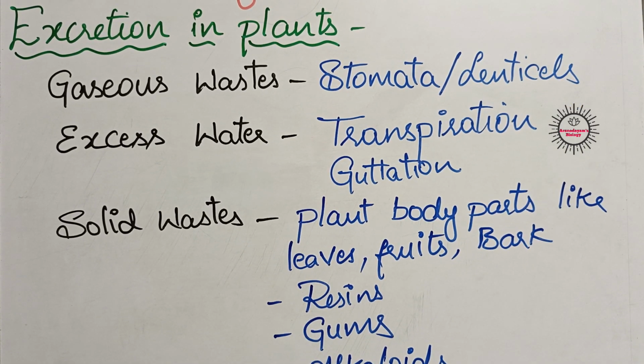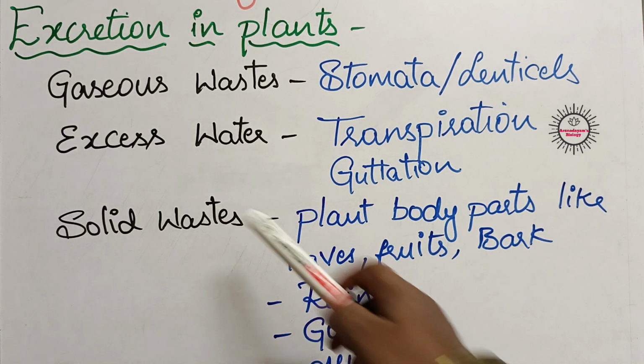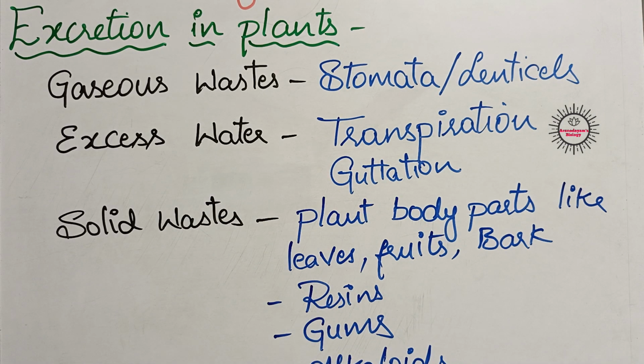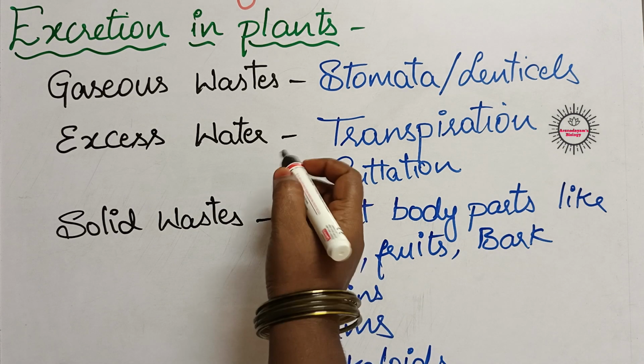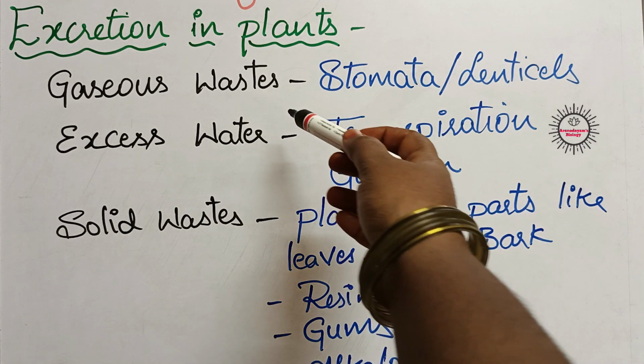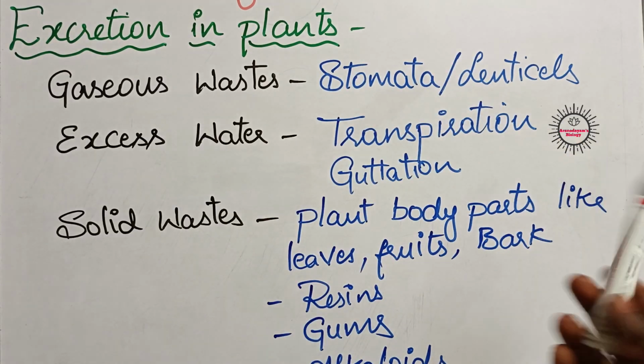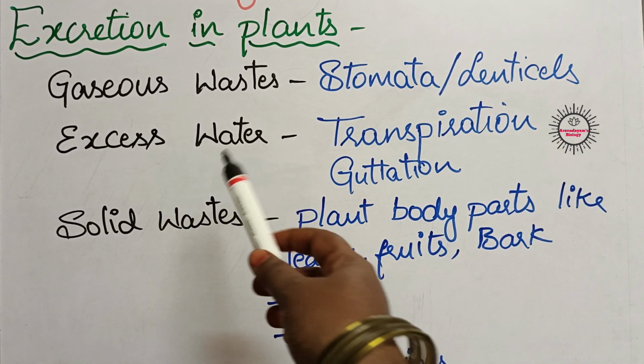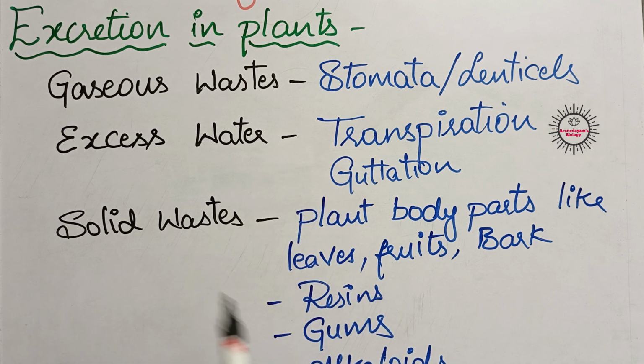In case of plants, three types of waste materials are produced: gaseous waste materials like carbon dioxide and oxygen, excess water in the form of water, and solid waste materials. So these are the three types of waste materials produced in plants. Let us see how plants will remove them from their body.